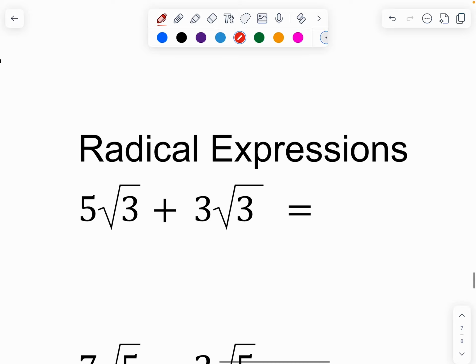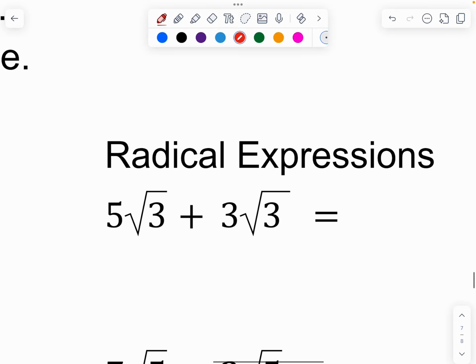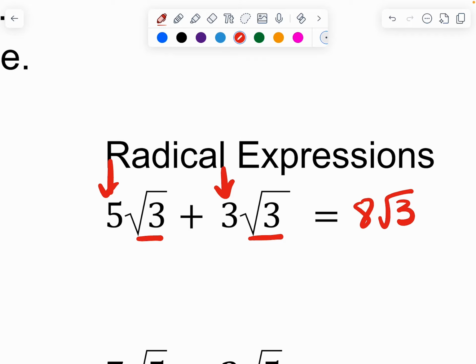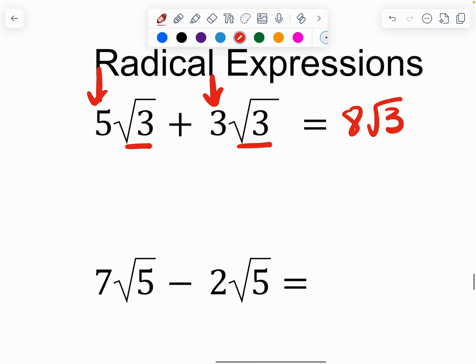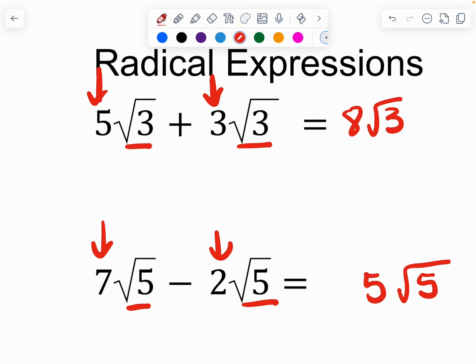Now, if we have radicals, let's look at these. Let's look inside. This is exactly the same as this. All we do is change the coefficients. 8 radical 3. Here, the radicals are exactly the same. I don't do anything with the radicals. I look at their coefficients. 7 minus 2 is 5, and that's my answer.